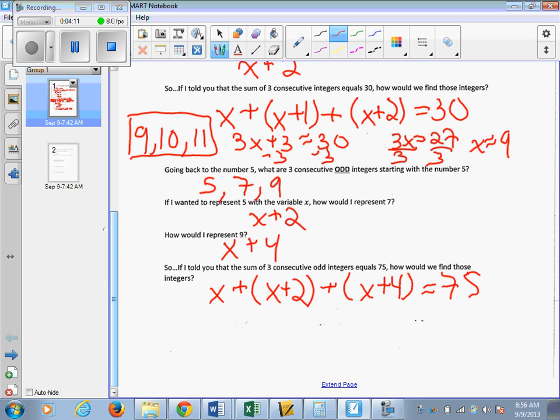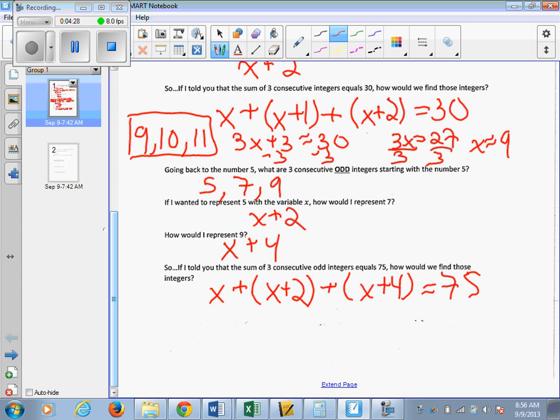Now you don't need to write the parentheses. I just do so that I can look at it and see that there's three specific integers that I'm solving for, but you do not have to write out the parentheses. It just makes it easier for me.